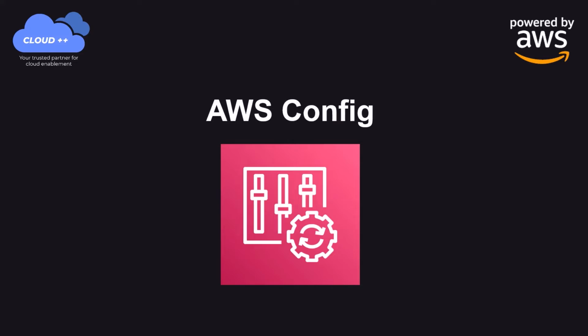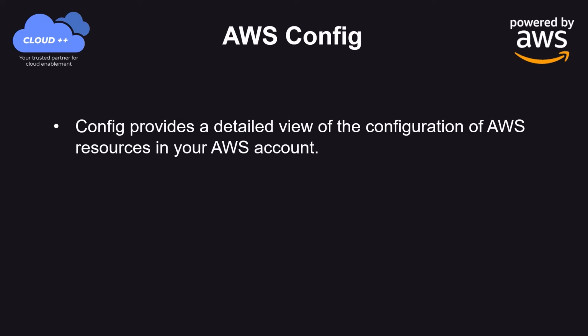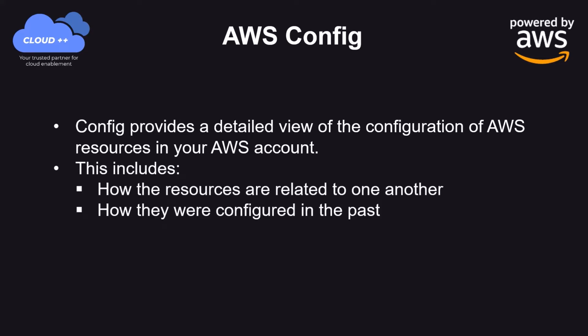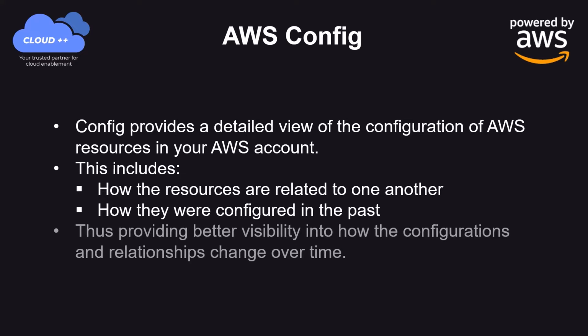AWS Config. Config provides a detailed view of the configuration of AWS resources in your AWS account. This includes how the resources are related to one another and how they were configured in the past, thus providing better visibility into how the configurations and relationships change over time.